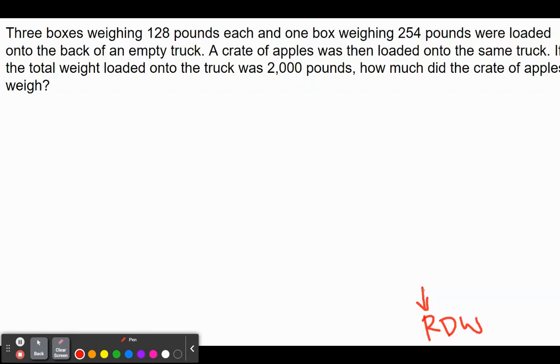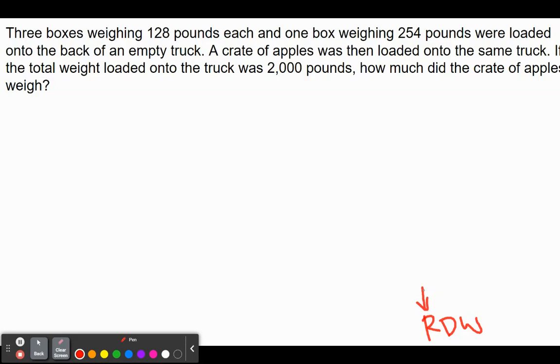So 3 boxes weighing 128 pounds each and 1 box weighing 254 pounds were loaded onto the back of an empty truck. A crate of apples was then loaded onto the same truck. If the total weight loaded onto the truck was 2,000 pounds, how much did the crate of apples weigh? Okay, so we just read a bunch.